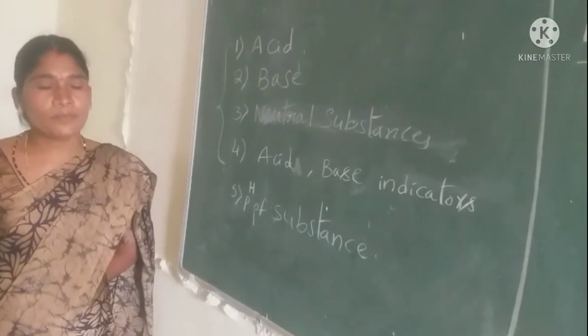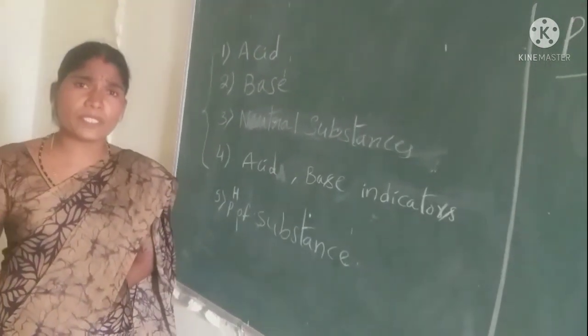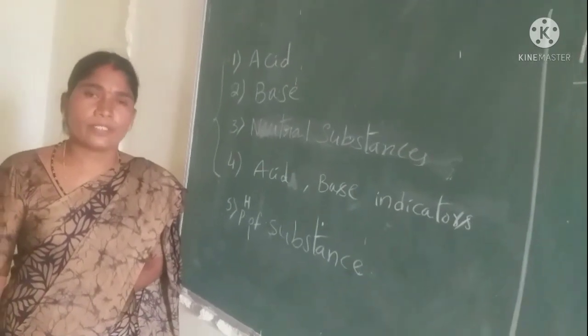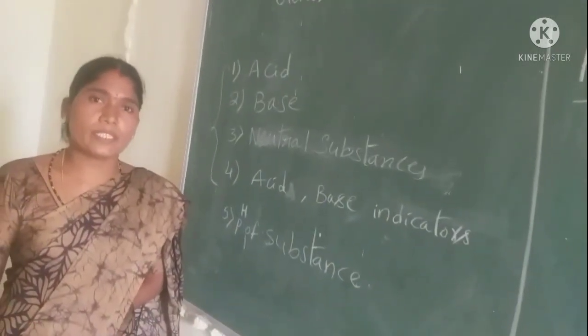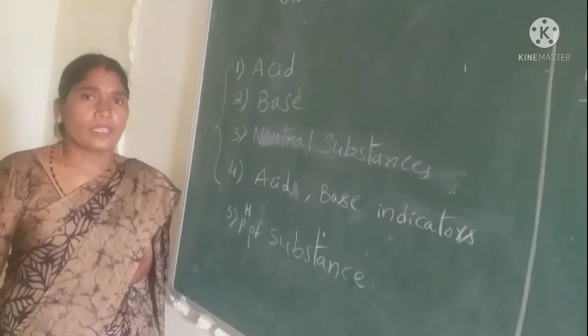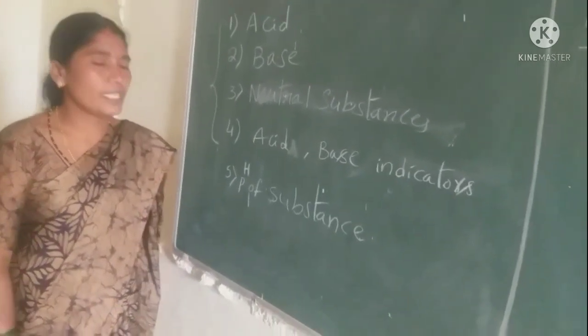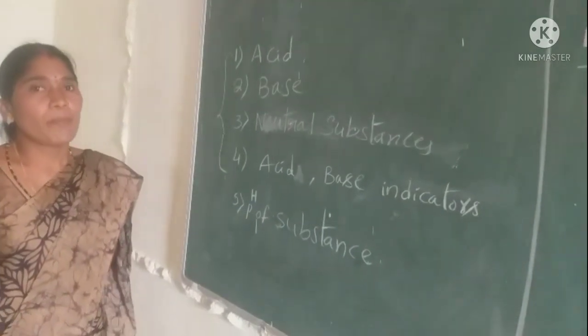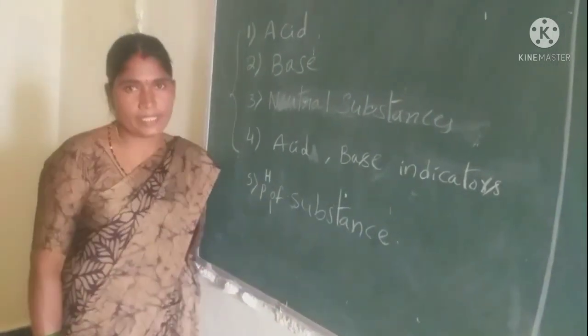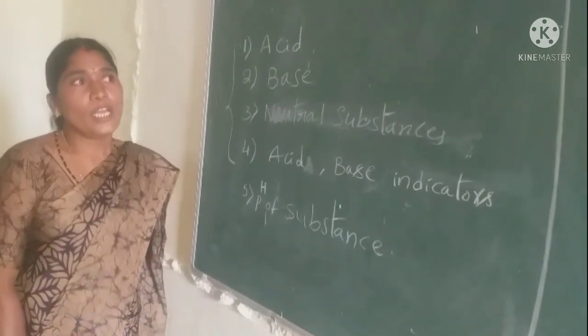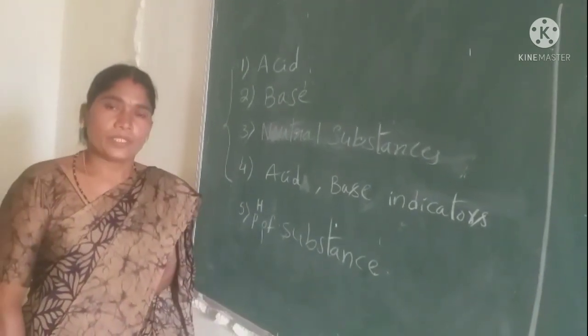Okay, children. Acid is a sour substance. Base is bitter in taste. A base is also a slippery substance. Indicators also you learned in the previous class. Now, pH of substances.